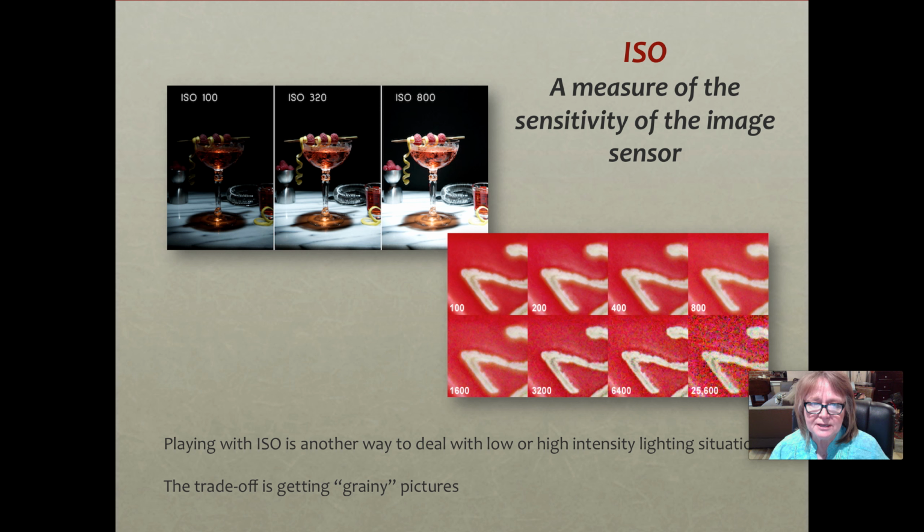The problem is, well, you can look at the example. When they shot the martini at ISO 100, you got some light, but not quite enough. If you shot it on ISO 320, you got a little bit more light, a little bit more definition. And ISO 800, ooh, wow, we can see lots of stuff. The problem is if you push your ISO too high, your picture starts to get grainy.